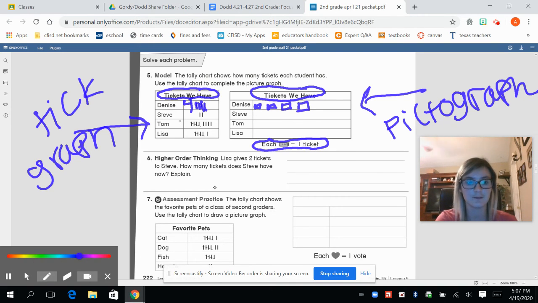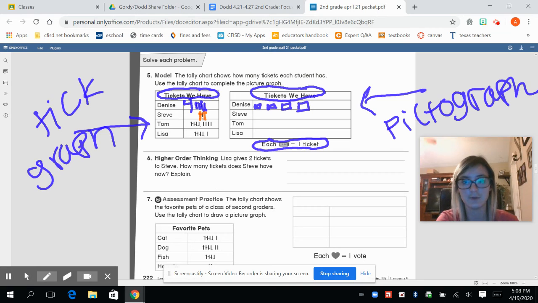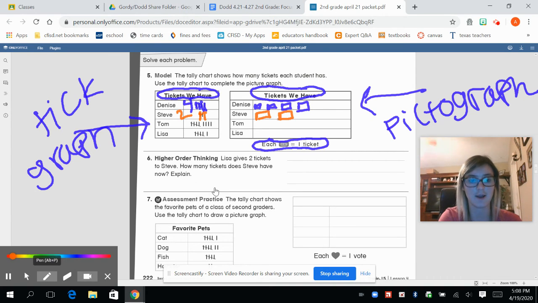Let's go to the next one. Steve. So I'm going to use a different color so y'all can see a little better. So Steve, he only had 2 little tick marks. He has 2. So we're going to draw 2 tickets right here. All right. So let's go to our next person, Tom.